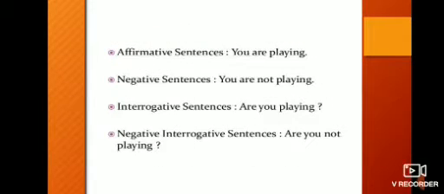For the affirmative sentences, students, affirmative means positive, like you are playing. Negative: you are not playing. Interrogative: are you playing? Negative interrogative: are you not playing? So these are the examples for present continuous tense.